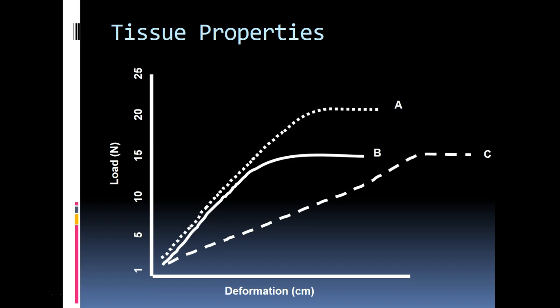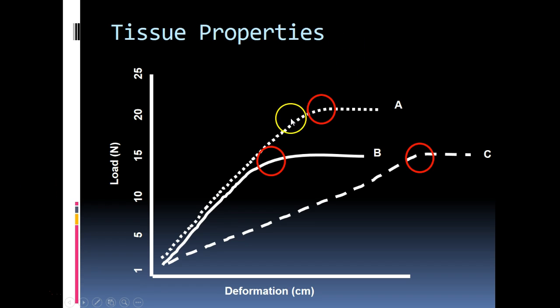What we have here is a load deformation curve, and they're often used to help us understand the properties of tissue better. In this graph, the load is plotted on the y-axis, and the deformation is plotted on the x-axis. What we can see is that the point at which the curve begins to bend, right in there, is the point at which permanent damage can be sustained in the tissue.